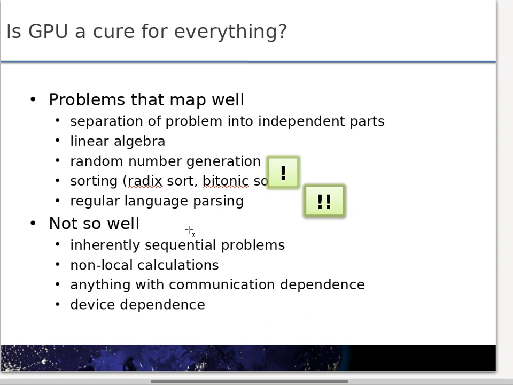Problems: separation of the problem into independent parts. Linear algebra, these are problems that map well. Random number generation, certain types of sorting, and then language processing. What doesn't do very well is any type of sequential problem, where you have to do one computation before you can figure out what to do next. For example, compilation of a program is very serialized because you might have different pieces with different functions, so it's hard to speed that up.